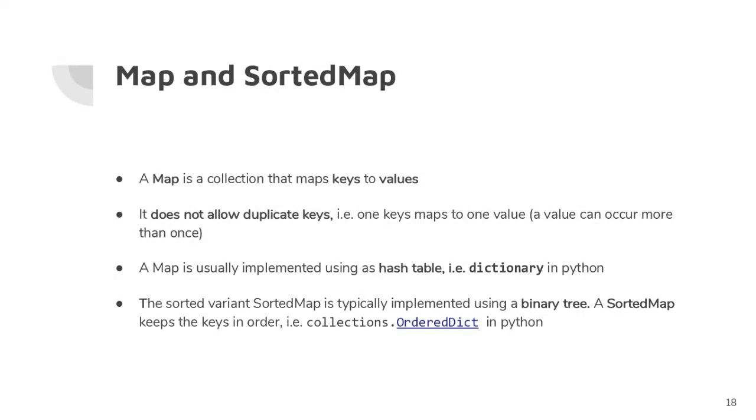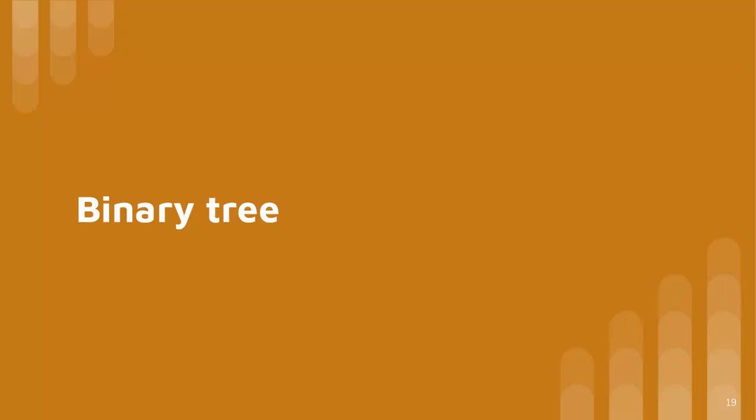Then you have a map. A map is a collection that maps keys to values, and it does not allow duplicate keys. So each key is unique and maps to one value. You know map from Python, because actually a map is a dictionary in Python. And usually it's implemented with the hash table data structure. There's also a variation of map, which stores the keys in sorted order, and that's a sorted map, and that's implemented with a binary tree. In Python, this is the OrderedDict data structure, or abstract data type.